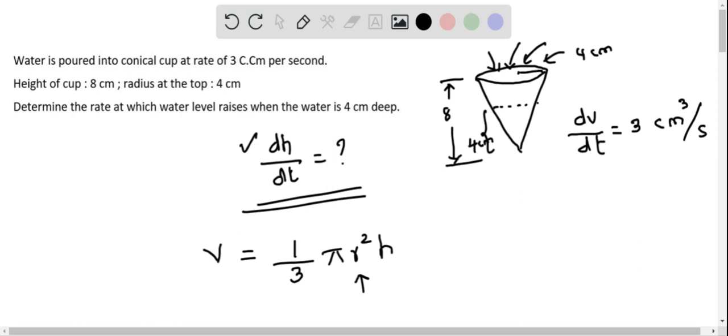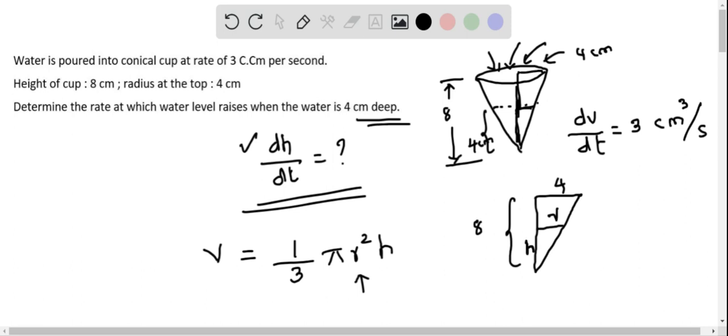So how do we do that? Imagine that we have another triangle like this. We can form similar triangles at this point of time when the radius is 4 centimeter. So I'm going to draw the triangle like this. We have two similar triangles. The radius is 4 here and the height is 8 centimeter, and the radius at any point is r, and the height at any point is h. So this length is h and this radius is r. So this is a similar triangle, which means corresponding sides are in proportion.